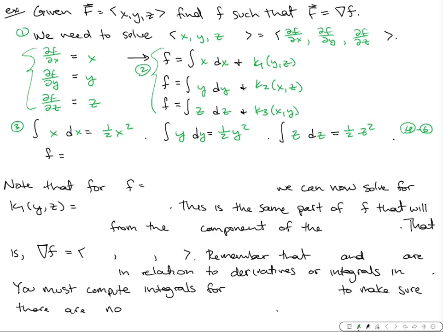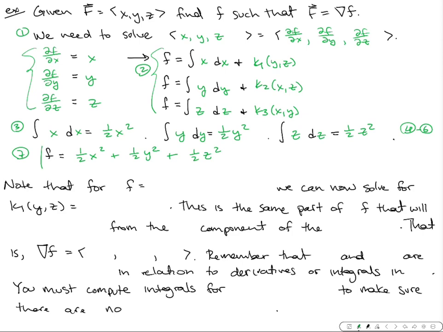And now we would take that step of saying f is going to be the sum of everything we got from our integrals without those repeating terms. So we would take first that 1/2 x squared that we got from step 4. We would add that 1/2 y squared from 5, and then we would add that 1/2 z squared from the 6th step.